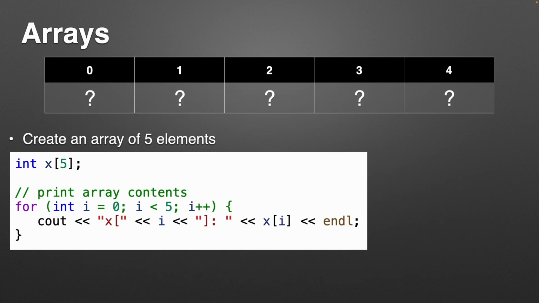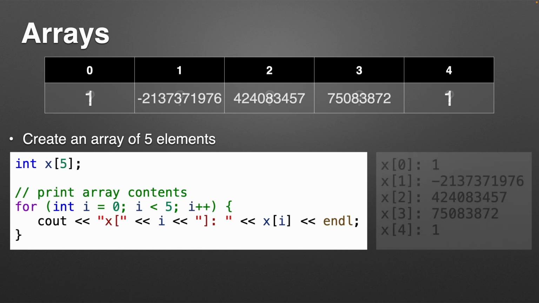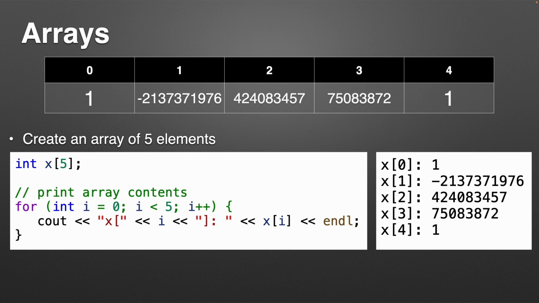So let's go through creating an array, and this is just an array of 5 integers. This is the C++ code. I've just got a declaration of a 5-element integer array, and then a for loop that's printing it out. Anybody guess what the values are to start with here? 0? Yeah, that's not it.